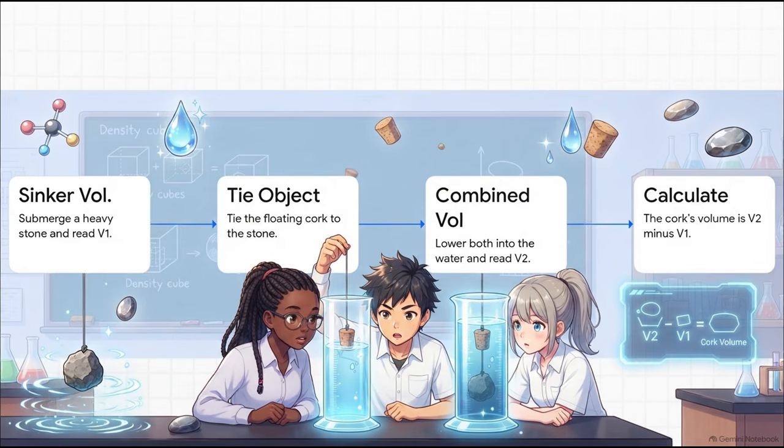The clever solution here is to basically outsmart the cork by tying it to a heavy sinker stone. First, you suspend just the heavy stone on a thread, submerge it into your cylinder, and read that water level. That is your baseline V1. Next, pull it out and tie your cork to the end of that same thread right alongside the stone. Now, lower both of them back in. The heavy stone pulls the buoyant cork completely under the surface, allowing you to read the new combined volume, V2. Just subtract V1 from V2 and you've got the exact volume of your cork.